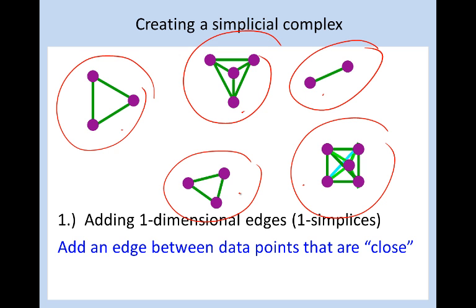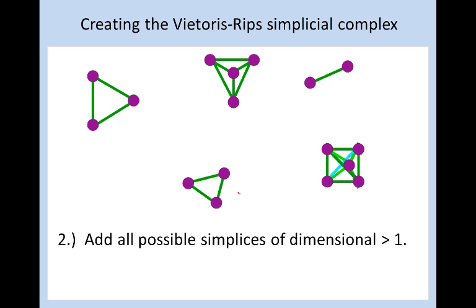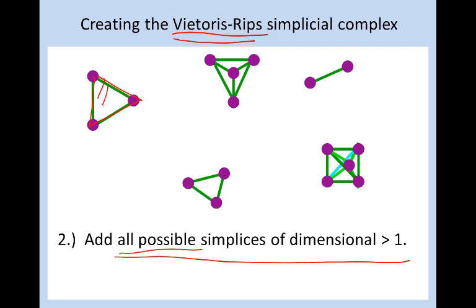We can now add higher dimensional simplices. How we add higher dimensional simplices depends on what kind of simplicial complex we wish to create. The simplest simplicial complex from a computational point of view is the Vietoris-Rips complex, where we add all possible simplices of dimension greater than 1. So, for example, if we have a triangle, so these 3 edges form a triangle, thus we can add a 2-simplex. Since we're doing a Vietoris-Rips complex, if we can do it, we do it. So if we have a triangle, we fill in the triangles.